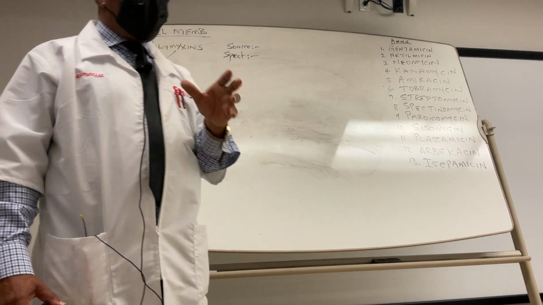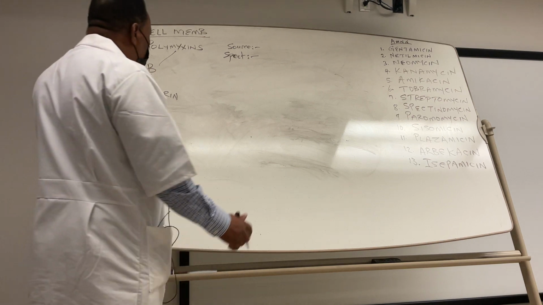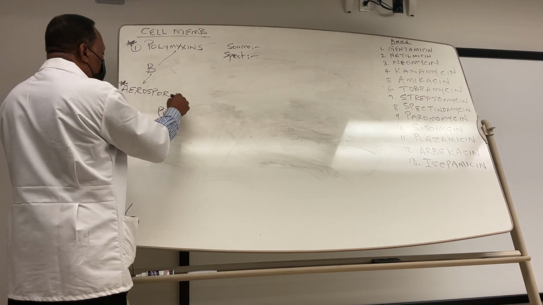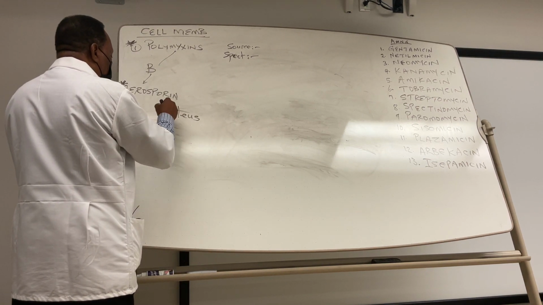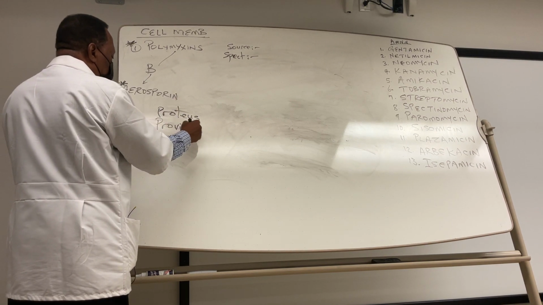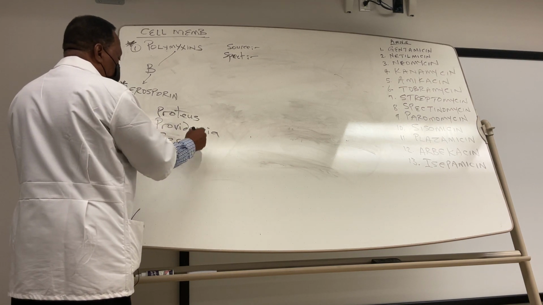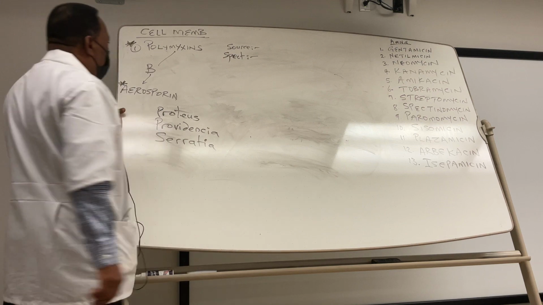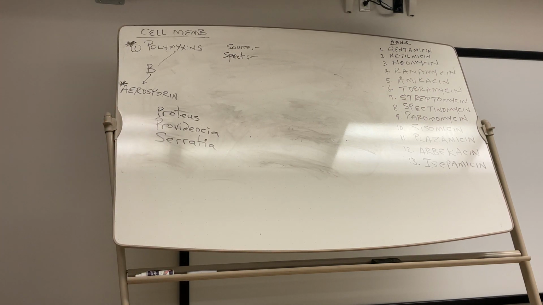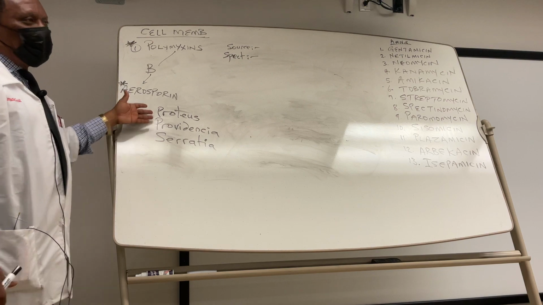Polymyxin B is effective against all gram-negative aerobic bacilli, with the exception of Proteus species, because it's not effective there, Providencia species, and then your Serratia. So polymyxin B is effective against all gram-negative aerobic bacilli, with the exception of these three.